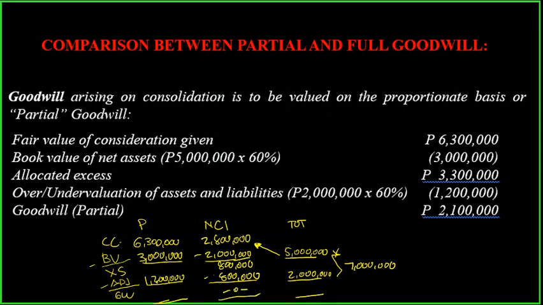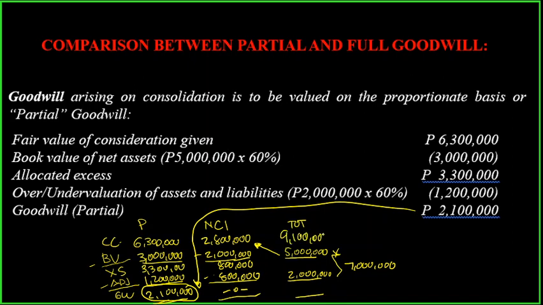Okay. Ito naman. 6,3 minus 3 will have 3,300,000. 3 million, 3 minus 1, 2, 2,100,000. That's your goodwill. Magkano to? Ayun! Tada! And this one, a total of 8. No, this is a total of 9. 9 million na to. 9,100,000. Minus 5 for the book values of net assets acquired. That's 4,100,000. Minus 2 million, you have 2,100,000.